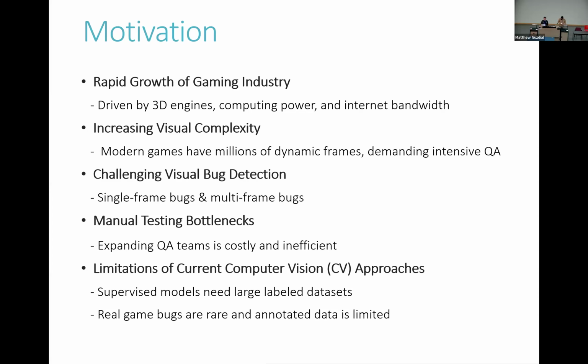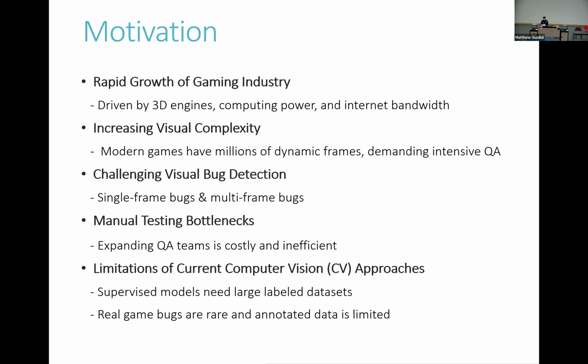Detecting game bugs is a challenge, and there are many kinds of bugs, such as single-frame bugs, for example floating or missing text, and multi-frame bugs like pop bugs. And expanding the QA team is costly and inefficient.